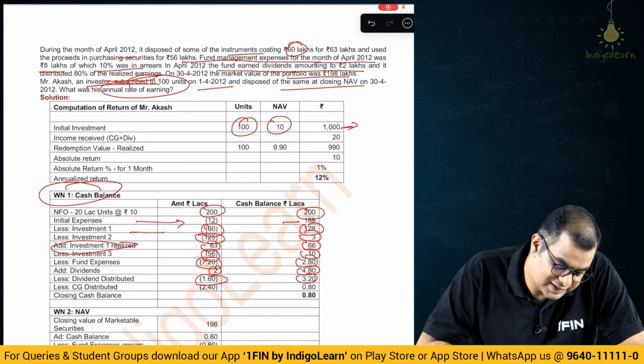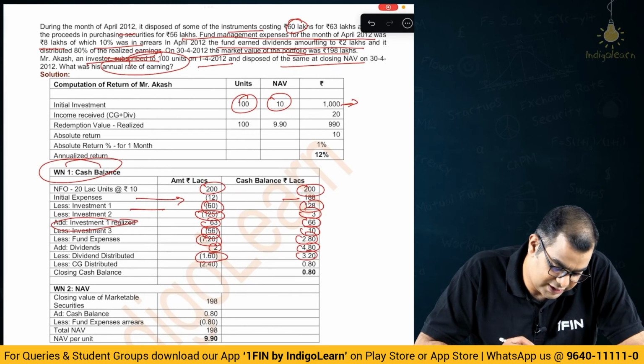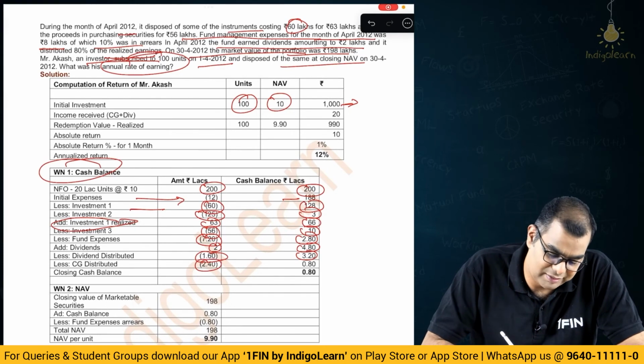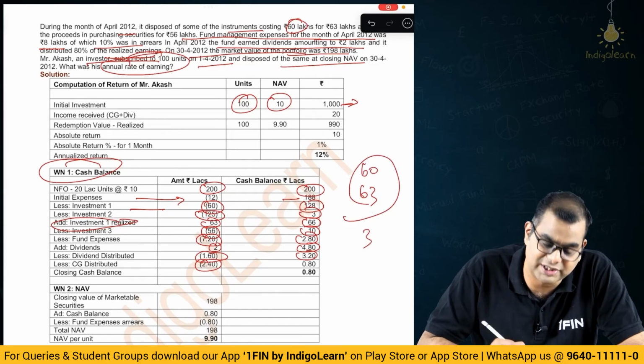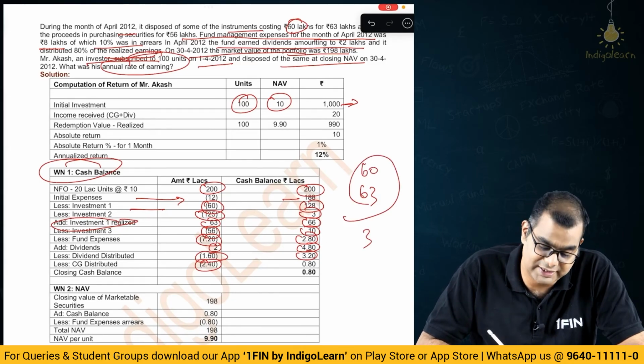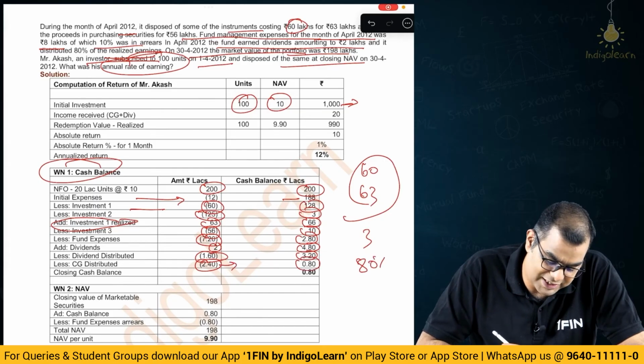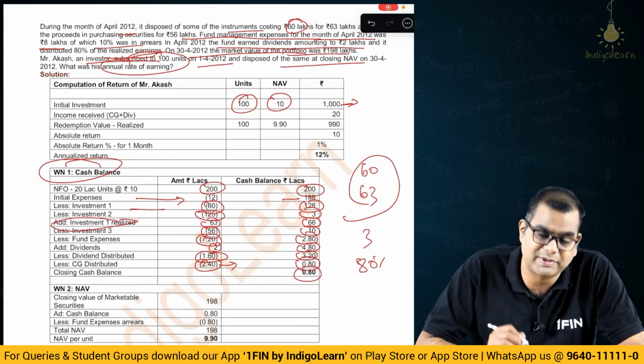Then, the market value of the portfolio was 198. Then, it also distributed capital gains. Where did this capital gain come from? You originally had bought something at 60 and sold at 63, no? So, there is 3 of capital gains. Of that 80%, which is 2.4. So, you distributed 2.4 also. So, cash balance is now 0.8. So, closing cash balance is 0.8.